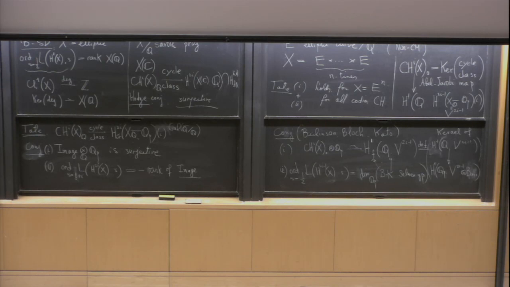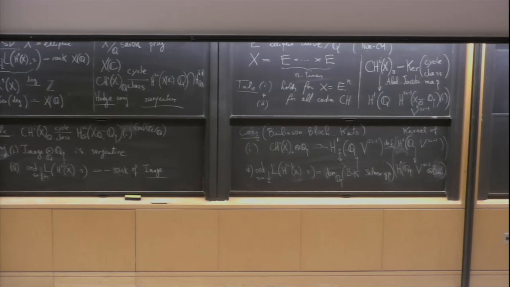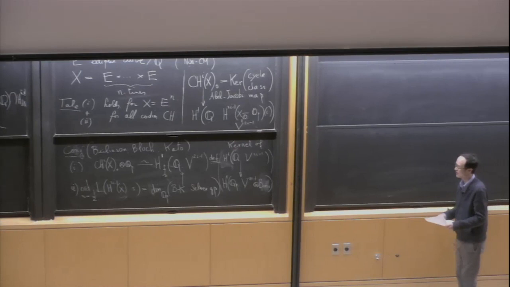What do we know about it? So we have a lot of results in the case of elliptic curves. If X is an elliptic curve, we have a lot of results. So I want to at least try to state a result when the variety is a certain product of elliptic curves.